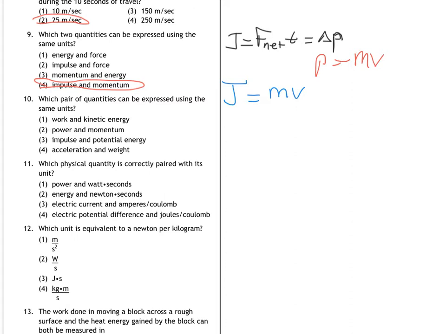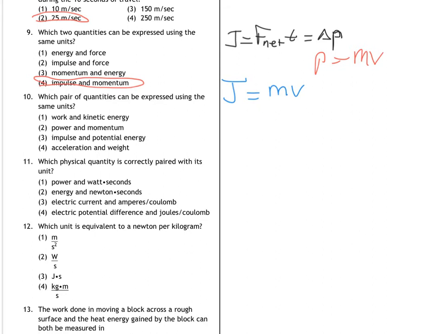Okay, so the next question is about the pair of quantities that could be expressed using the same units. So work and energy, honestly, can always be the answer for this question because they both have the unit joules.